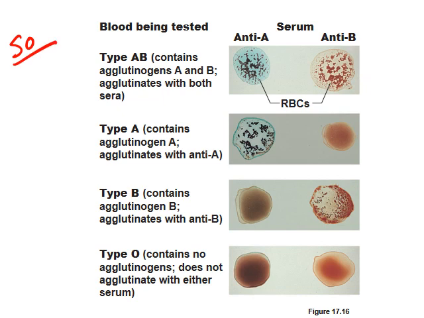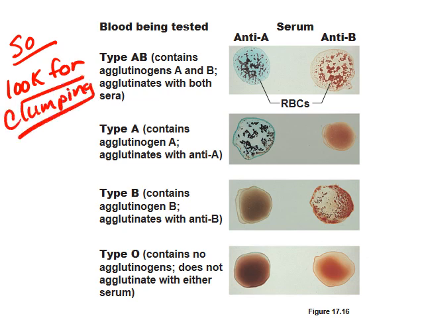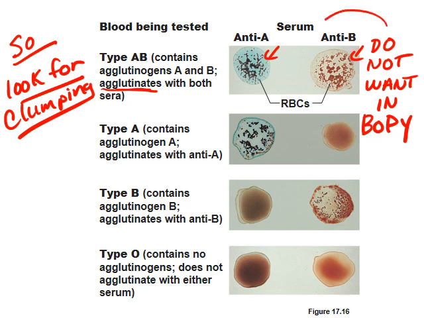So, how do we test blood group? This is a little hard for us to think about for some reason, but we look for agglutination or clumping. So we took the process that we don't want to happen in the body and we used it to make a test so that we could tell what blood type. So this is agglutination. We do not want this to happen in the body. But guess what? We can design a test for it so that we know what blood type you are.